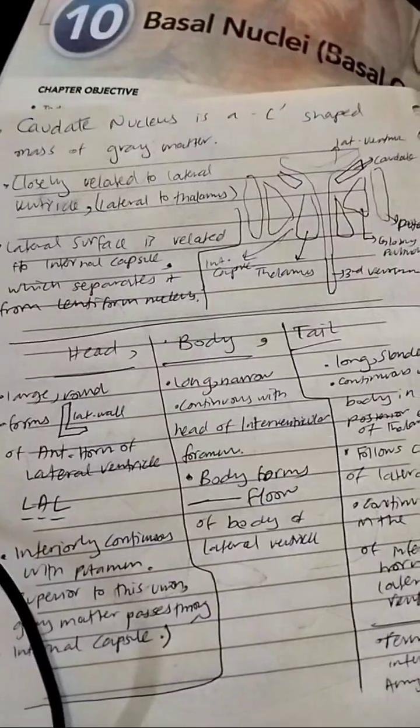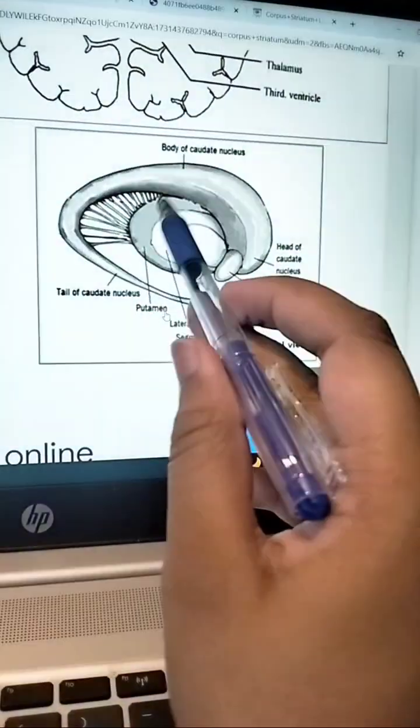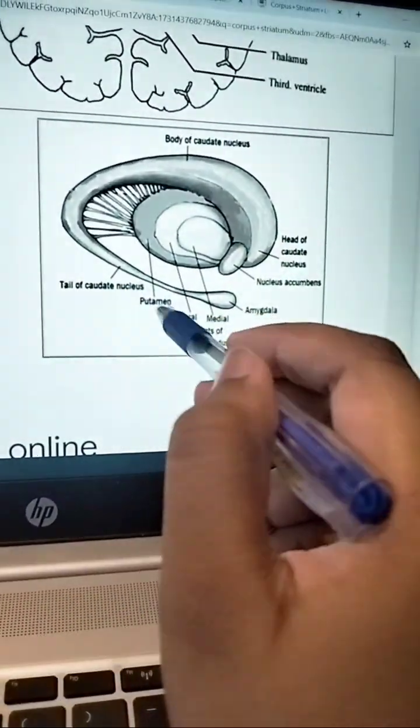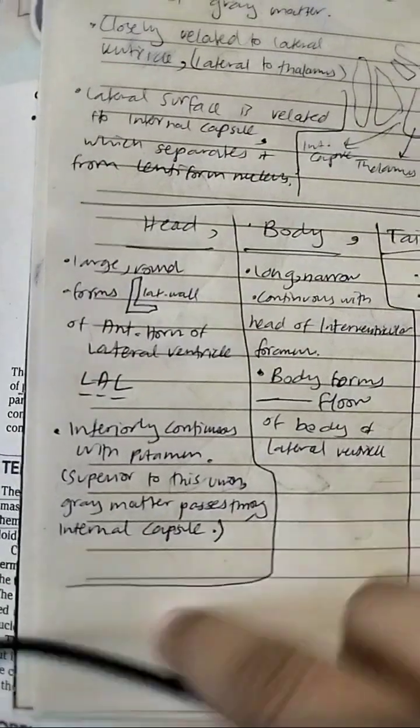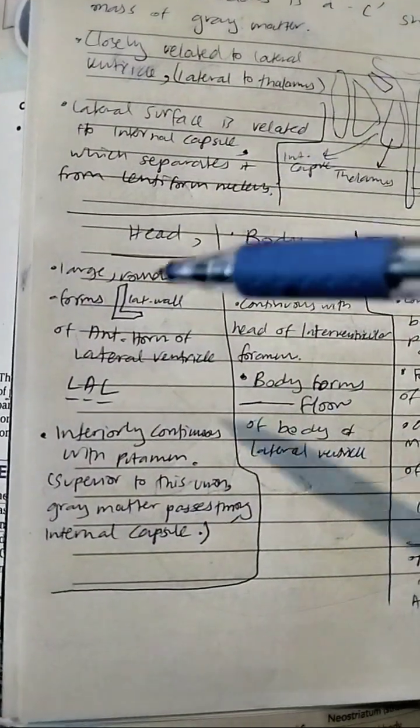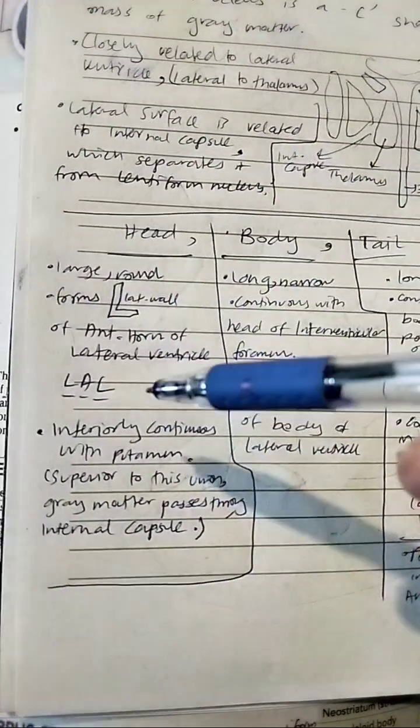Now let's talk about the head, body, and tail of the caudate nucleus. This is the head, this is the body, and this is the tail of the caudate nucleus, and it is going to terminate as the amygdaloid nucleus. Now let's talk about the head. The head is going to be large and round, and it is going to form the lateral wall of the anterior horn of the lateral ventricle.